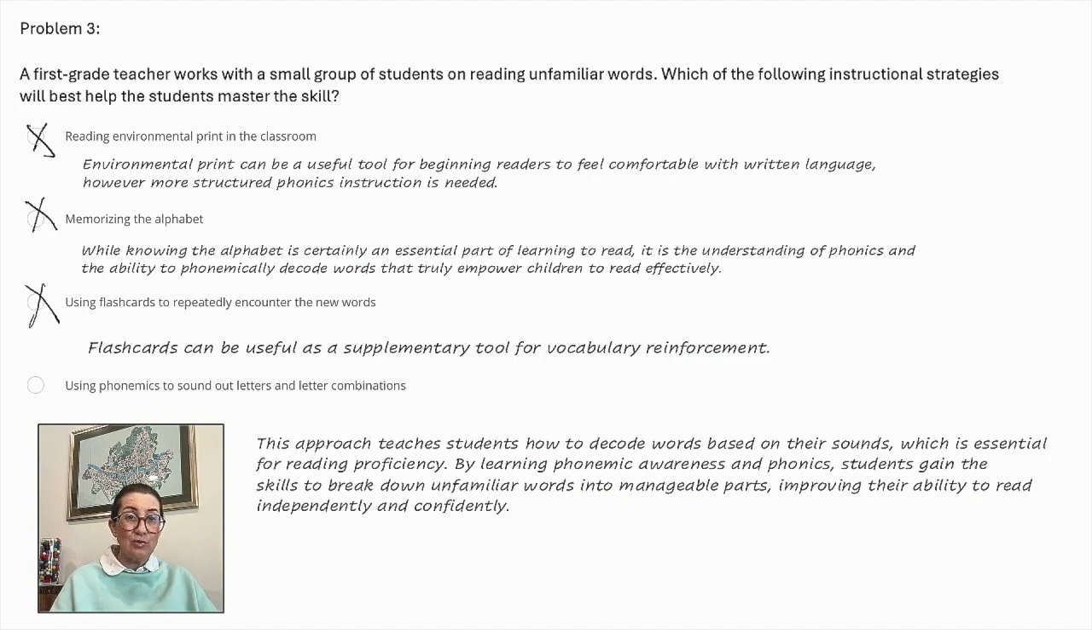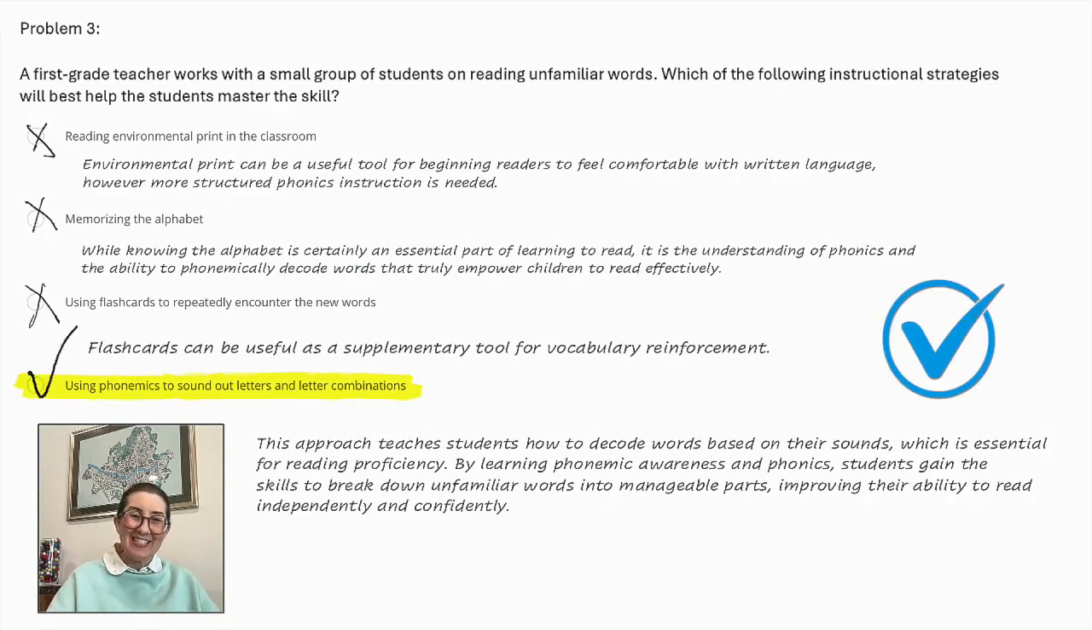Using phonemics to sound out letters and letter combinations. The best instructional strategy among these options for helping first grade students read unfamiliar words is using phonemics to sound out letters and letter combinations. This approach teaches students how to decode words based on their sounds, which is essential for reading proficiency. By learning phonemic awareness and phonics, students gain the skills to break down unfamiliar words into manageable parts, improving their ability to read independently and confidently. So this is the correct answer.